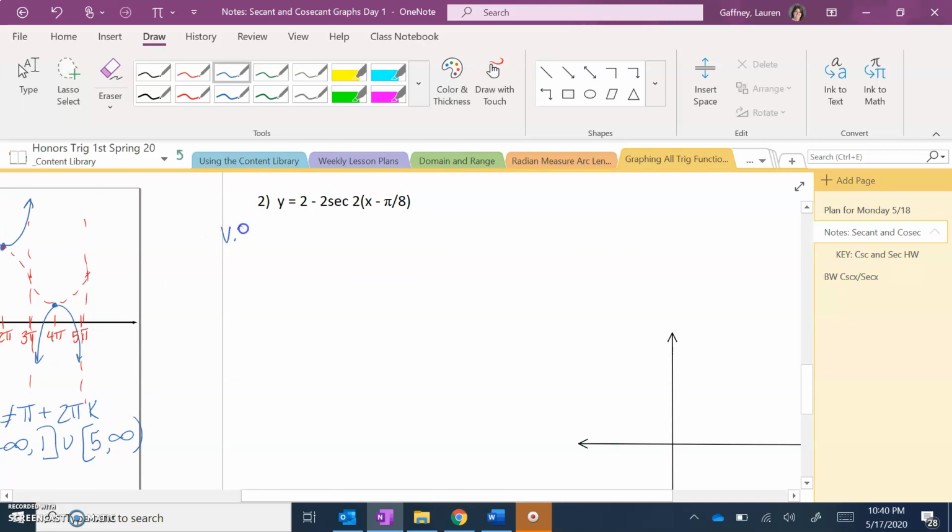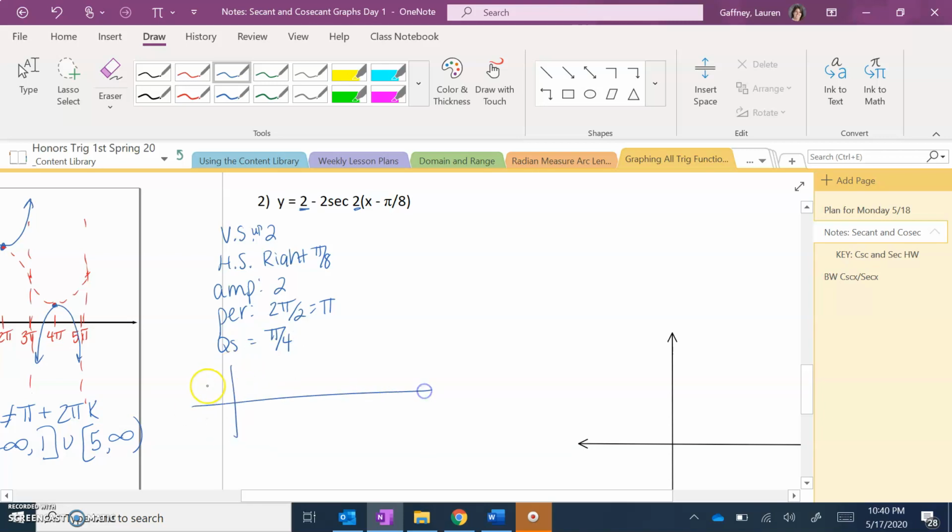My vertical shift is 2. My horizontal shift, if you want to put up to, is right pi over 8. My amplitude is 2. My period is 2 pi divided by that b value, so divided by 2, so it's pi. My quarters, I take my period divided by 4.